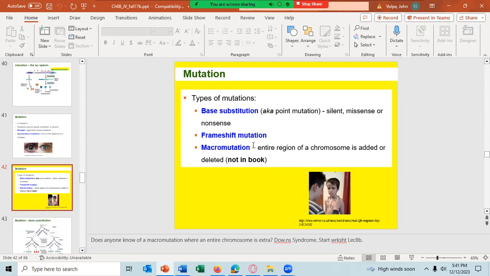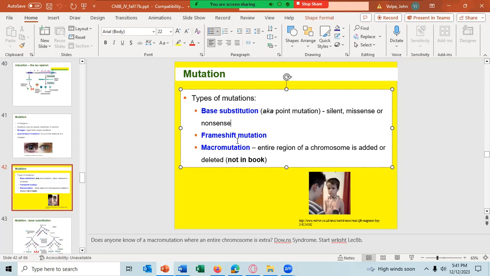So where a single base is changed, this we call a point mutation or a base substitution, where one base is substituted for another base, which is the change in the DNA. And that results in 3 different types of mutation: a silent mutation, a missense mutation, or a nonsense mutation. I'll talk more about those in a minute.